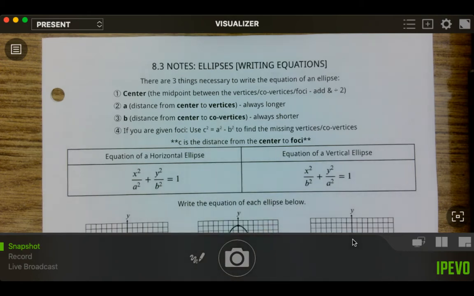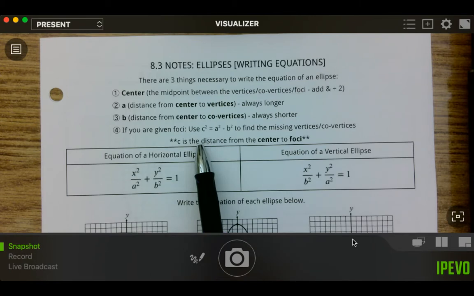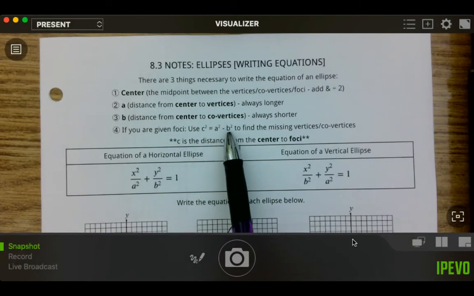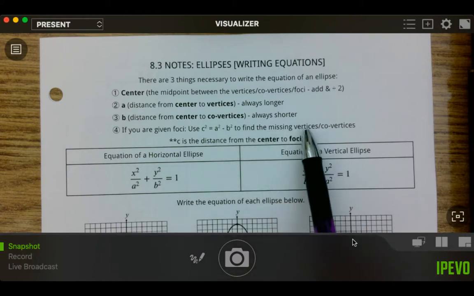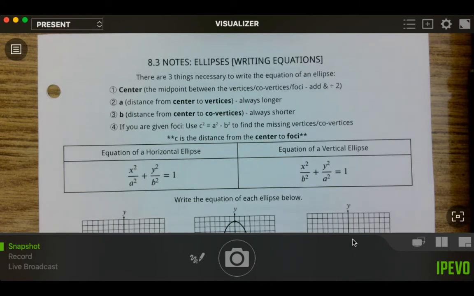And then sometimes you only get one of them, but you're given something called the foci. The foci use C as their distance, and there's a formula, c squared equals a squared minus b squared, that we can use to find the missing vertices or co-vertices, whichever one we don't have yet.